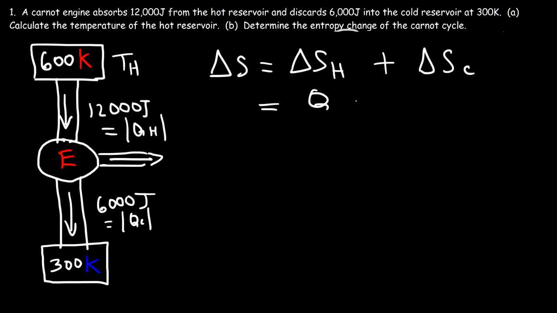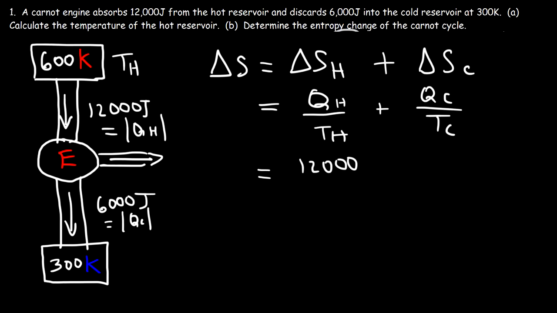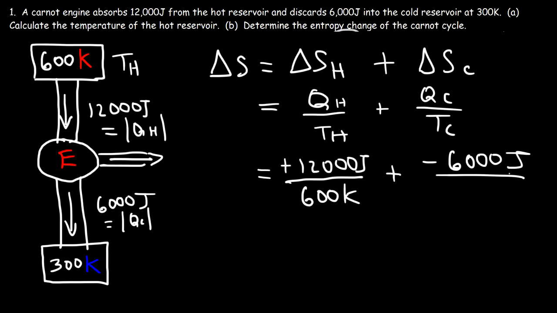So delta S is Q divided by T. So this is going to be QH divided by TH plus QC divided by TC. So during isothermal expansion, the engine receives 12,000 joules of energy. Because energy is being absorbed, it's positive. Now we need to divide this by the operating temperature of the hot reservoir, which is 600 Kelvin. Now the engine loses 6,000 joules to the cold reservoir. Because it's losing thermal energy, QC is negative. And TC, that's 300 Kelvin. That's the operating temperature of the cold reservoir.